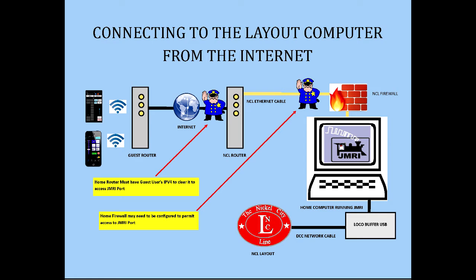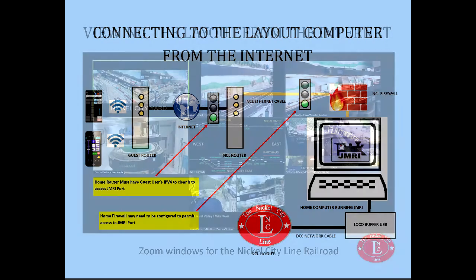If you are the layout host, you can contact your internet service provider for instructions on how to do this on your home router. Once the layout host has cleared the guest devices through the router and firewall, they can select locomotives on their throttle apps to operate on the layout over the internet.